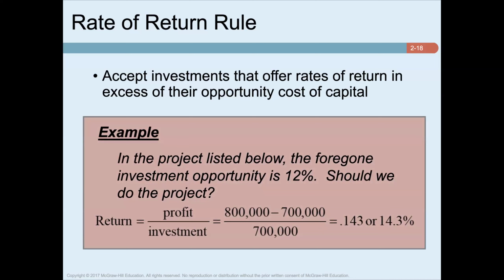So to calculate the break-even point, okay, we can use 800,000 minus 700,000 divided by 700,000. So we know the rate of return, if it's over 14.3%, then our net present value will be negative, right? So in that case, we won't make the investment.